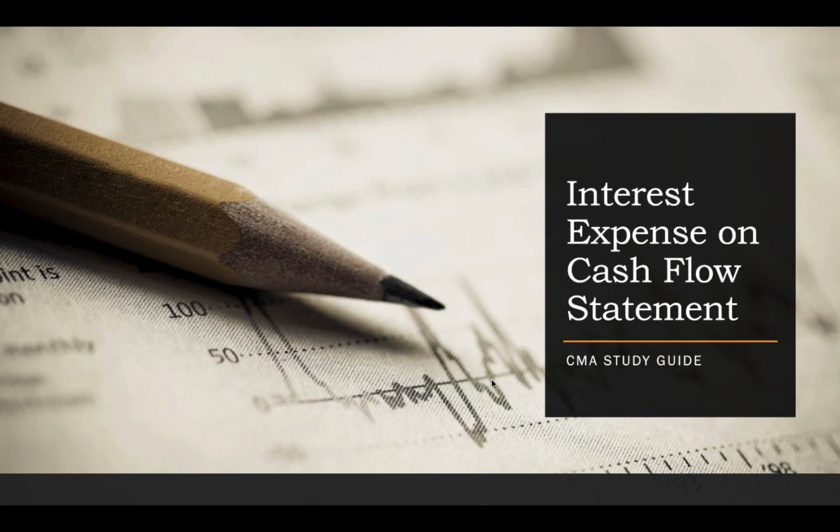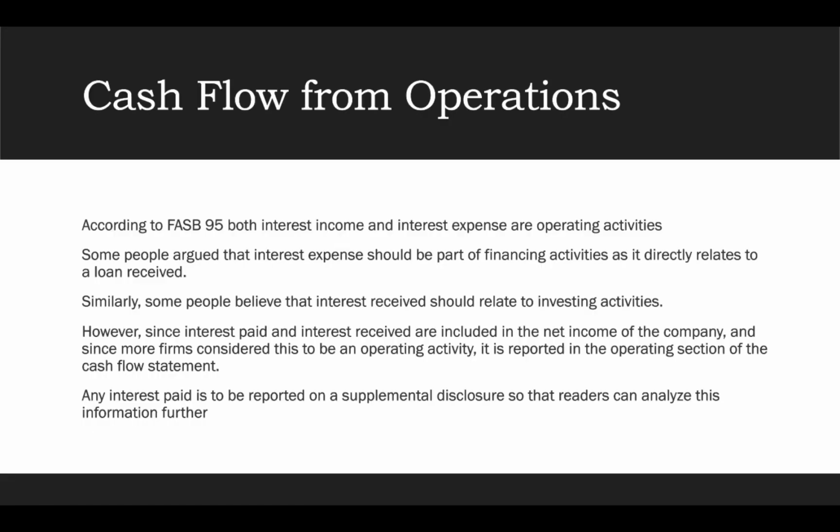Interest expense on the cash flow statement. That's what we're going to discuss here. If you get a question on the CMA that asks you about interest income or interest expense, where does that show up on the cash flow statement? Is it operating, financing, or investing activity? It's going to be an operating activity. Why? Because FASB 95 says it's an operating activity.